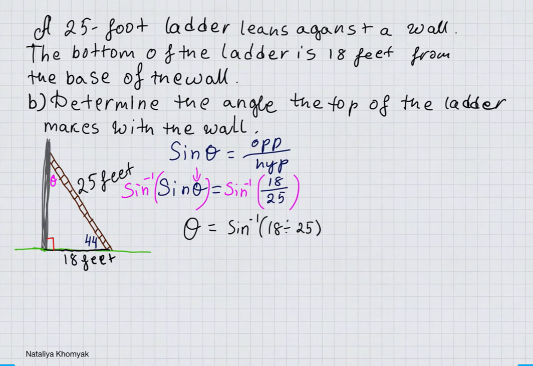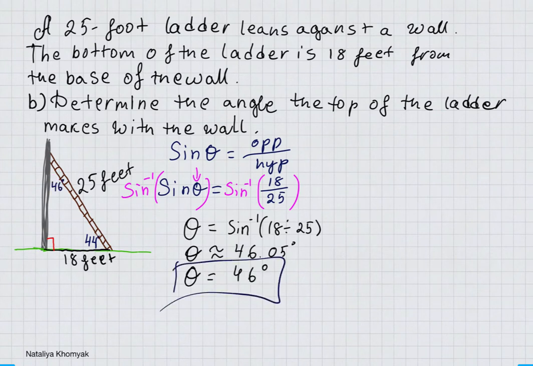Make sure you are in degree mode when you plug this in. So theta is approximately 46.05 degrees. And if we round it off to the nearest degree, we would get theta is equal to 46 degrees. And this would be our solution.